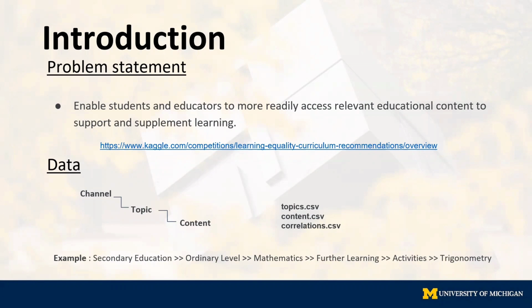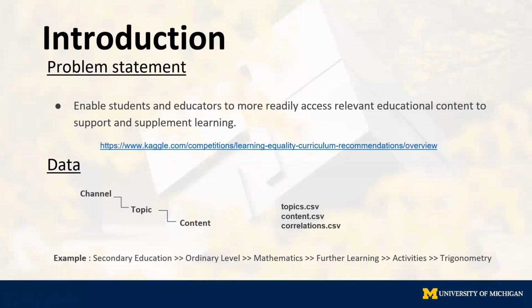Here is an example of a branch of a topic tree. Secondary education is a channel, and these are the topics and the final content. The leaf topic in this branch may be correlated with a content item, such as a video entitled the polar coordinates. The dataset contains the following files: topic.csv, content.csv, correlation.csv.